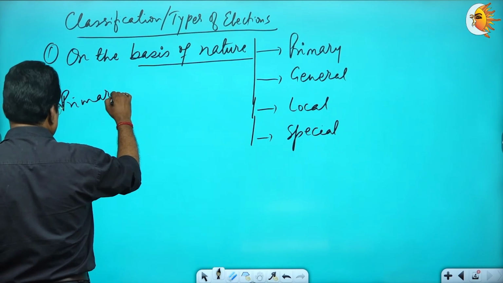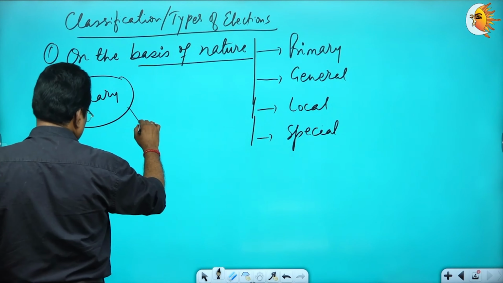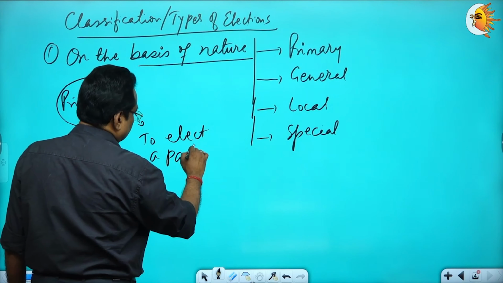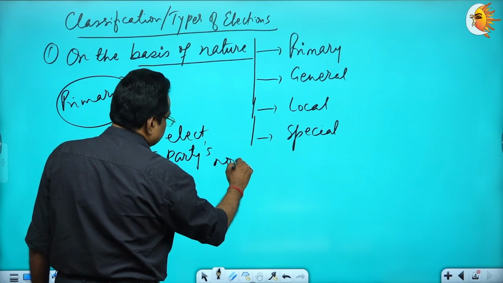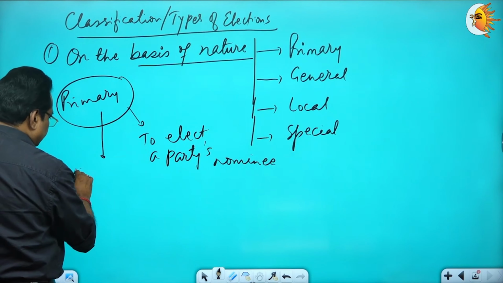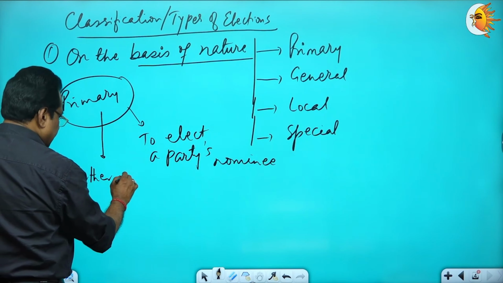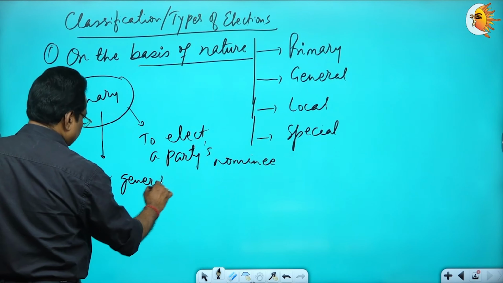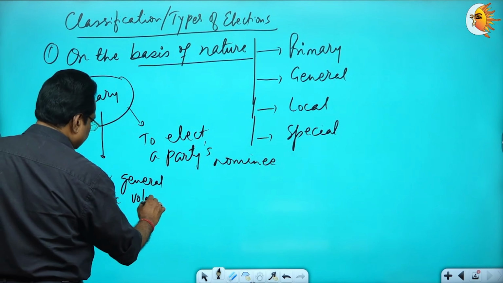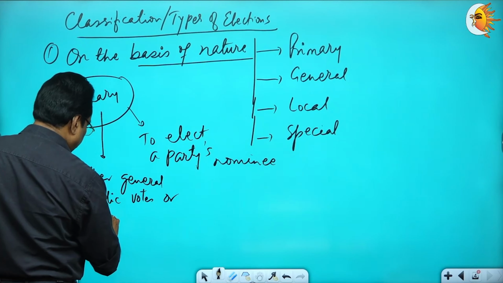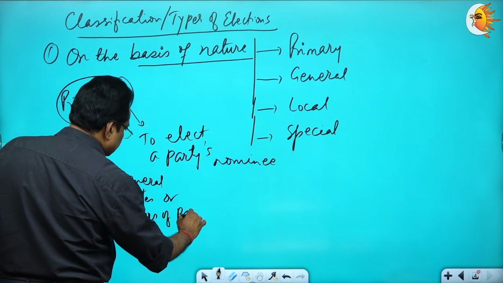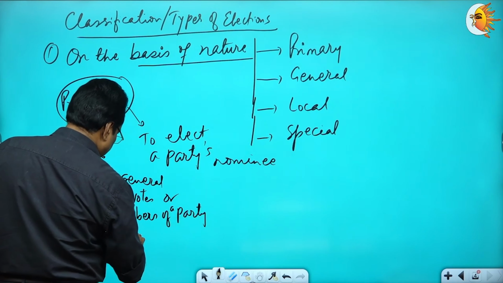First is primary. To elect a party's nominee, then we can say either general public votes or members of party vote.